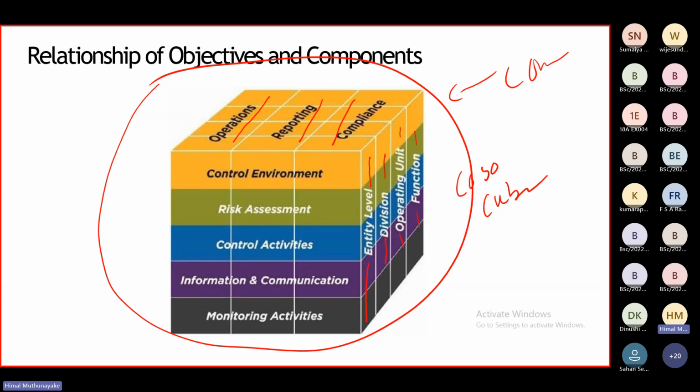When you look at this, you can see the operational objective applies at all the entity and divisional levels. To achieve the operational objective, you need to follow these 5 components. If you want to achieve the reporting objective, you need to follow all 5 components too. Likewise, everything is connected. That's why it's a cube. Only by resolving this cube can you survive in the market.